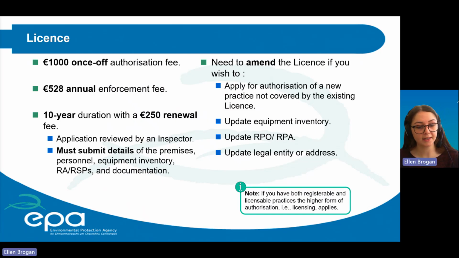And then moving on to a license. There is a €1,000 once-off authorization fee and then €528 annual enforcement fees. But veterinary nuclear medicine and veterinary radiotherapy have slightly different fees. Then you have a 10-year duration of the license, and then it will need to be renewed, which will be €250. The application is to be reviewed by an inspector. And again, you must submit details of premises, personnel, equipment inventory, risk assessments, radiation safety procedures, etc.